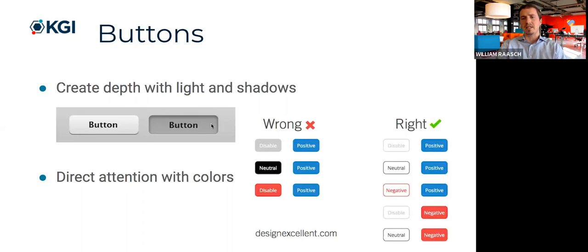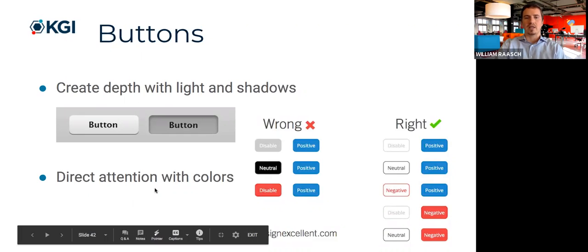So just some basics on buttons. You can create depth with things like lights and shadows. Don't worry, you don't have to draw these shadows in with web design. There's typically built-in packages within web design where you can basically say something like shadow equals yes, or shadow equals this big, and then it will automatically do this for you. So there's a lot of convenient things put in to help you create buttons that look like buttons. You're not just drawing it all from scratch.